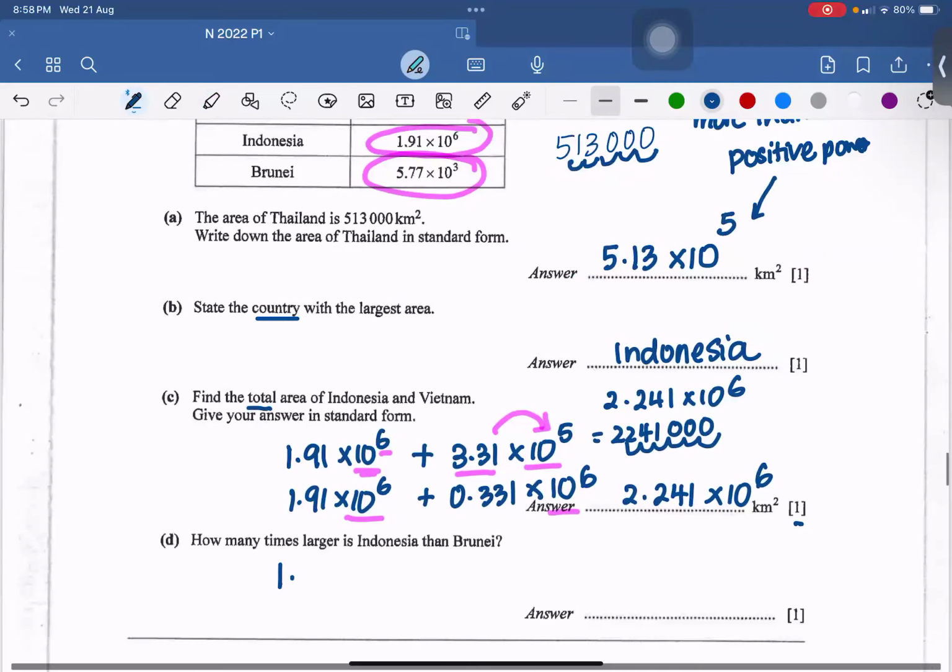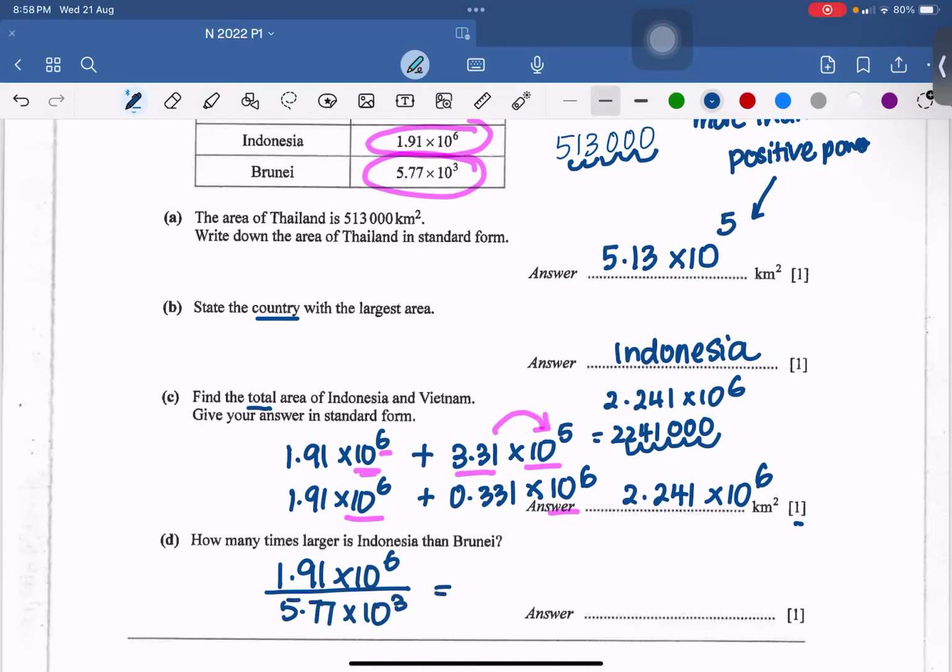So Indonesia divide by Brunei. This one is too complicated to think, so key this into your calculator. Fraction: 1.91 times 10 to the power of 6 over 5.77 times 10 to the power of 3. I get 331.0225. How many times larger?